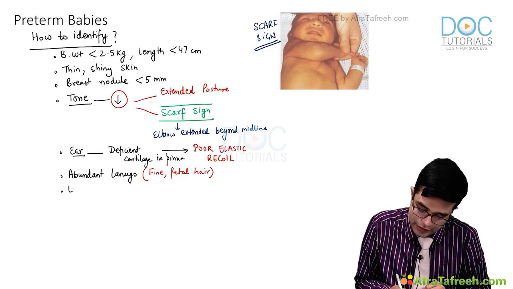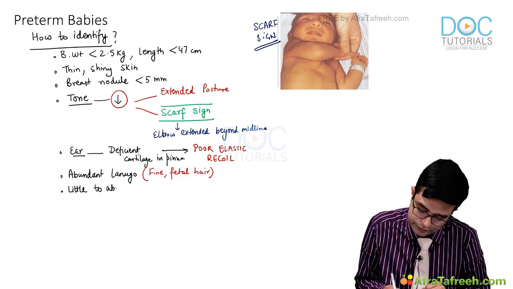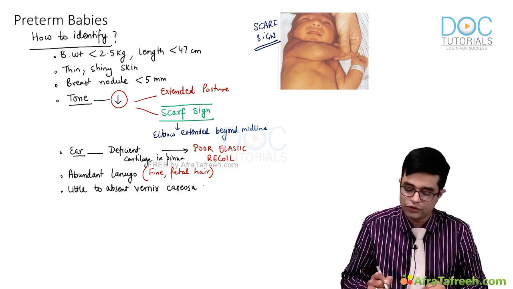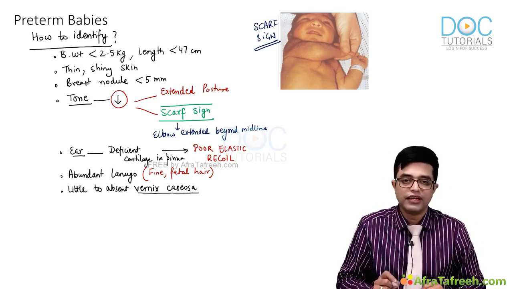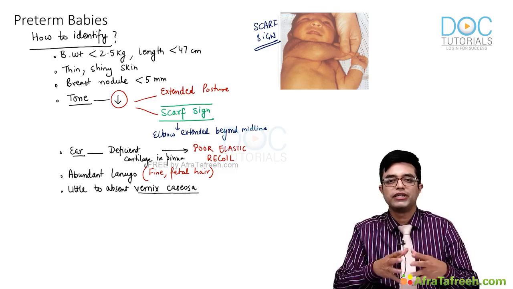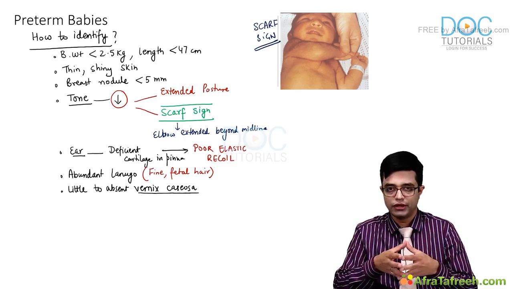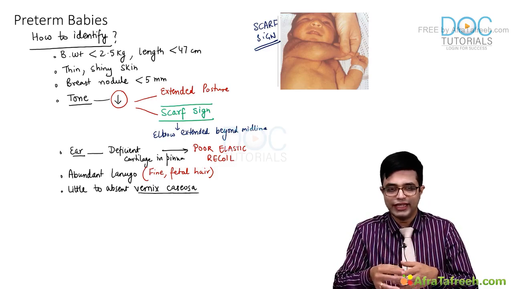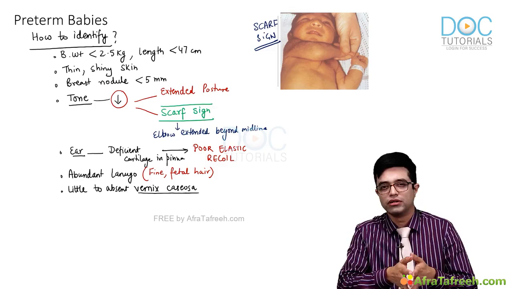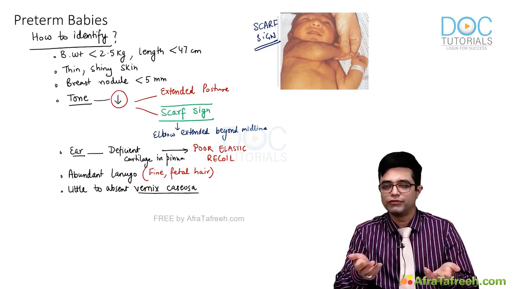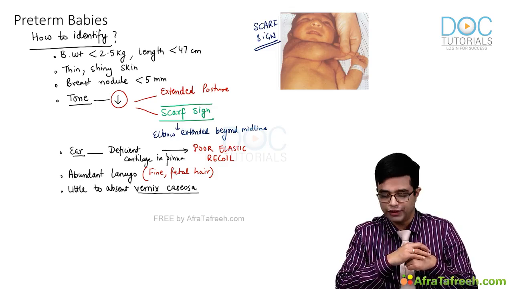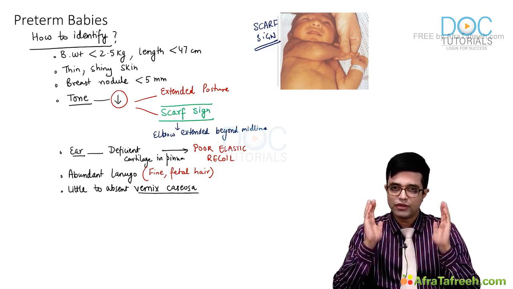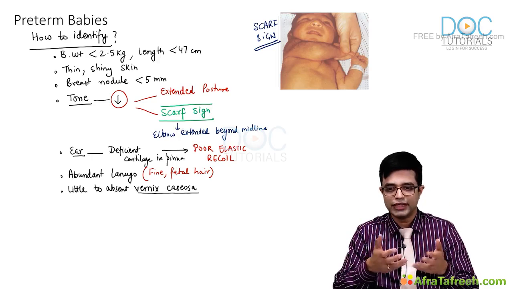These children have little to absent vernix caseosa. What is vernix caseosa? It is a cheesy material which is derived from precipitation of proteins in the amniotic fluid. If you have attended a delivery, you will find that certain term and post-term babies have a cheesy material sticking when they are born. That dries off and falls off in a few days, so it does not need to be removed actively. Vernix caseosa is nature's way. Nature knows now the baby's term, he is going to be born.